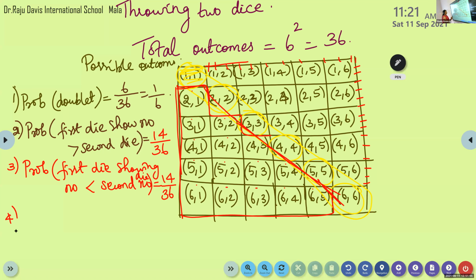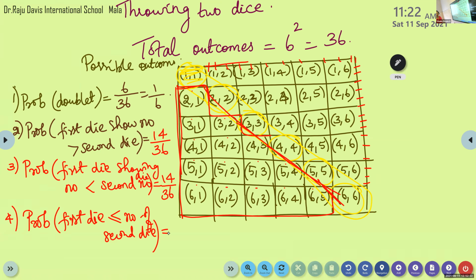Okay, now answer this question, fourth one. What is the probability of getting the number on the first die less than or equal to the number on the second die? Less than is also allowed, equal is also allowed. So it will be the answer. Probability of showing a number on the first die less than or equal to the number on the second die.